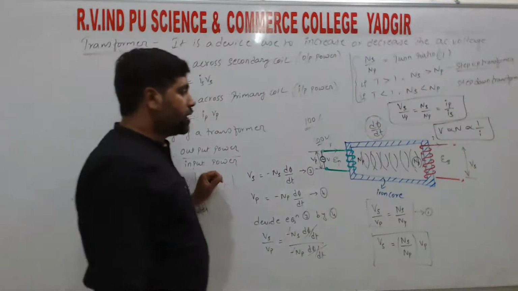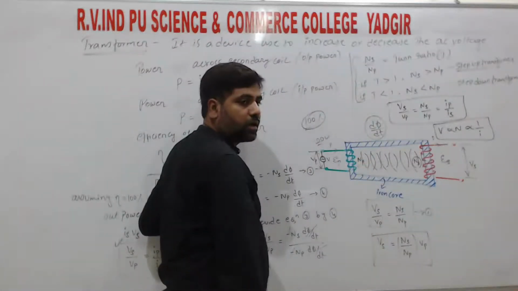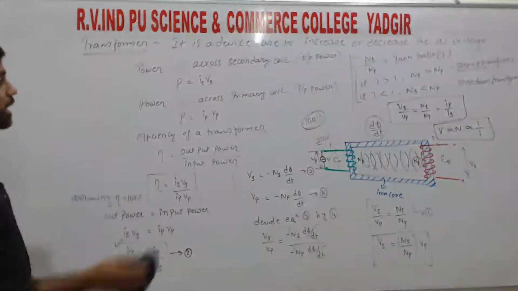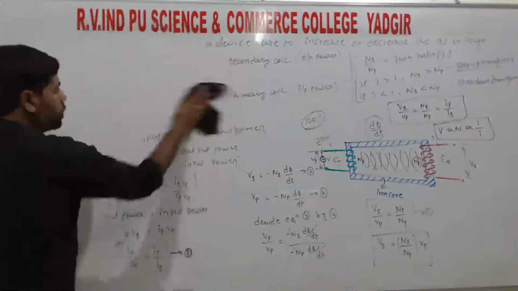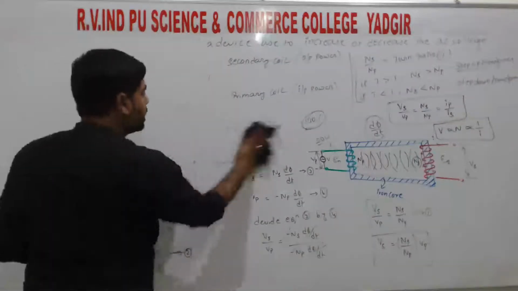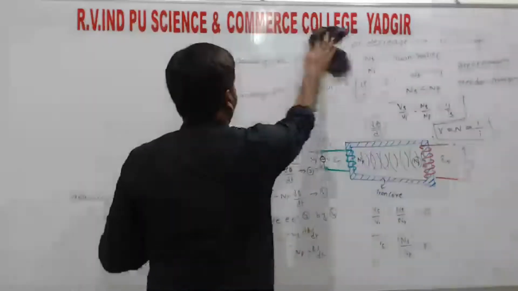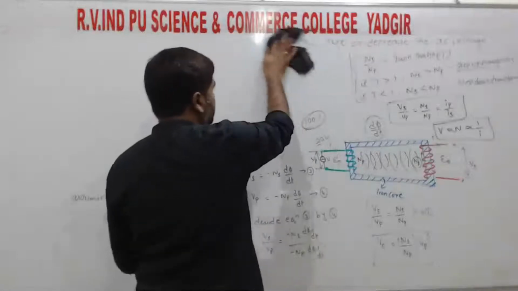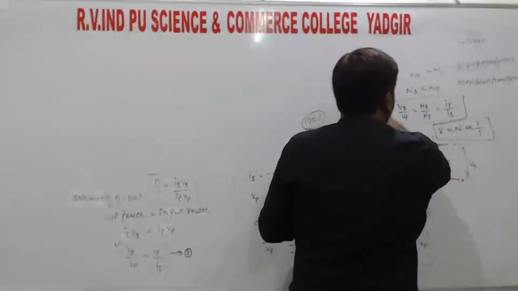So in real cases, we won't get 100% efficiency in the transformer. So there are some losses. So we will discuss energy losses in the transformer. So it is important. They usually ask for 2 marks. So if it says mention the energy losses in the transformer, you only need to mention them. Explanation is not necessary.